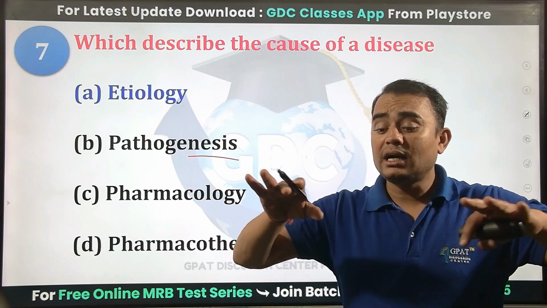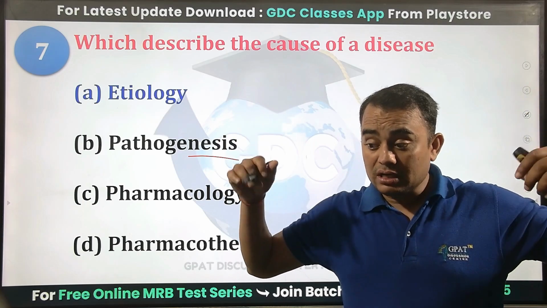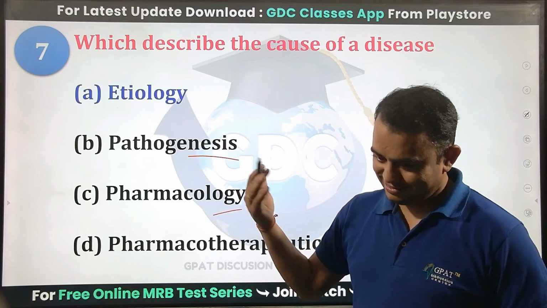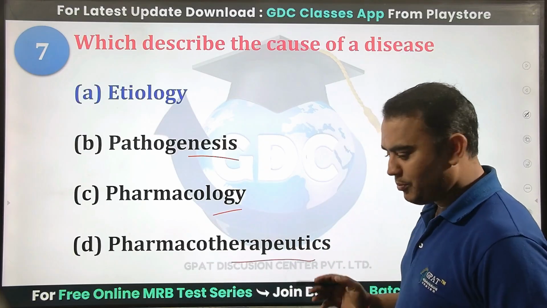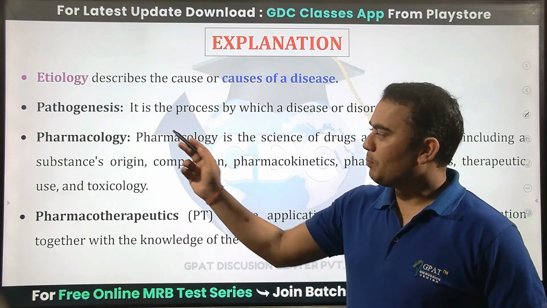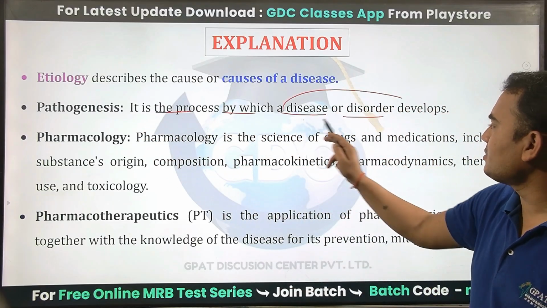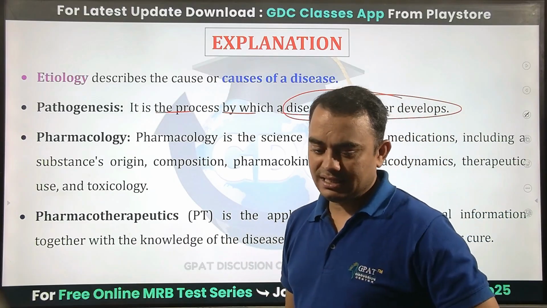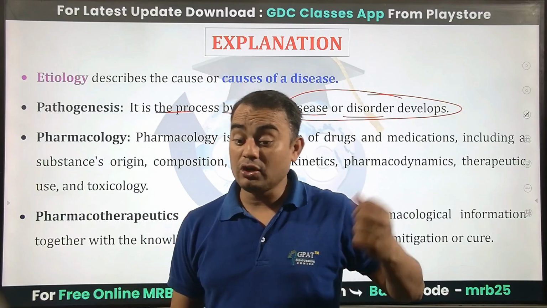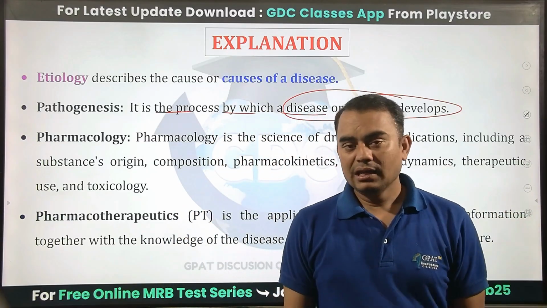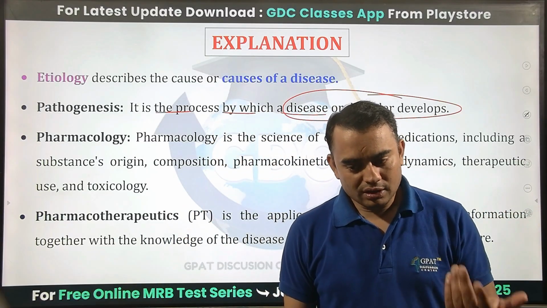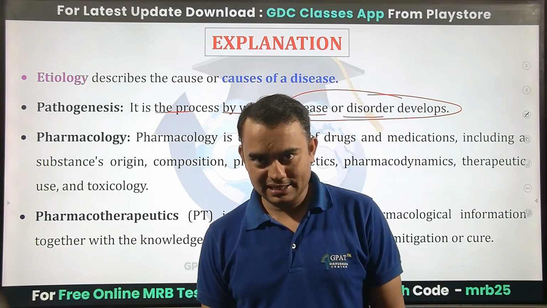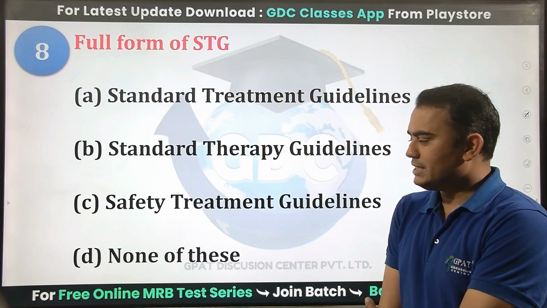Pathogenesis means what are the different conditions or different types of symptoms which originate. Pharmacology, the drug study. Pharmacotherapeutics, art and science of the treatment of disease. So pathogenesis is the process by which a disease or disorder develops. Cause, etiology: suppose there are some diseases which are caused by a virus, by bacteria, or by infected water and food. So the cause will be different. Pathogenesis, the development process of any disease. That is the pathogenesis.